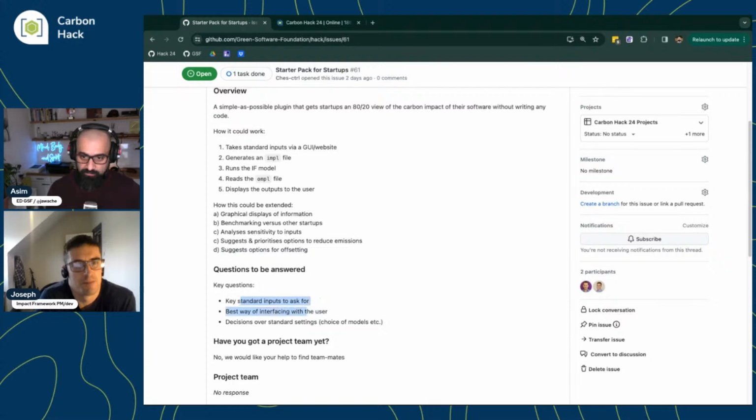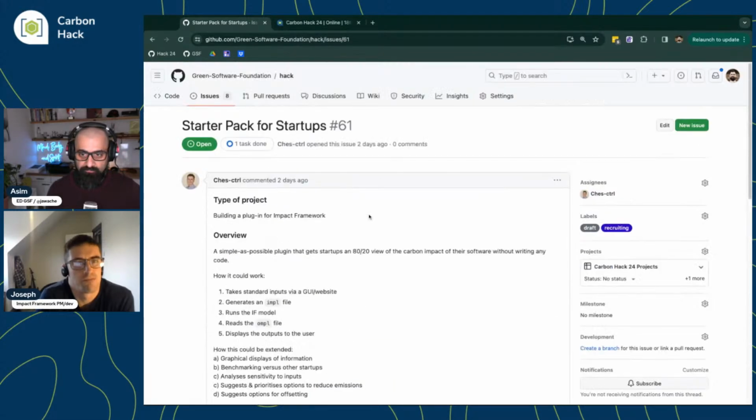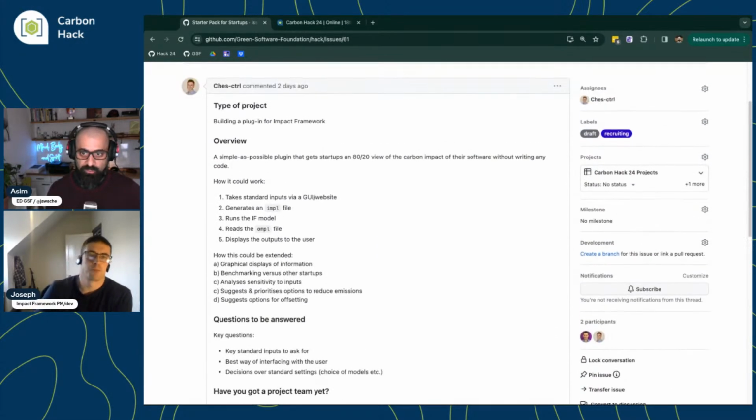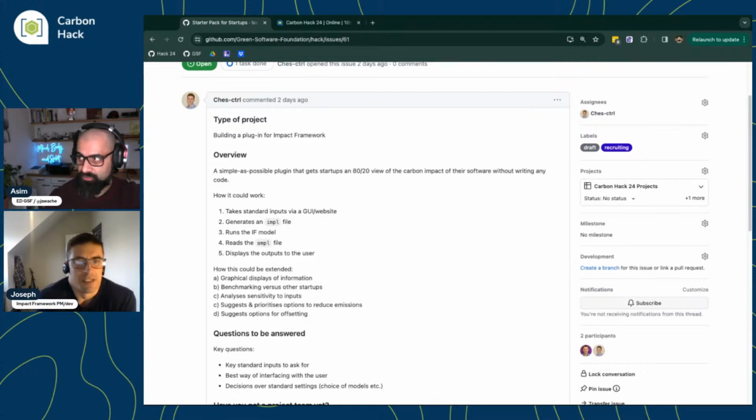Key: the best way to interface with the user, decisions over standard settings. Would like help finding teammates. Okay, let me give my first piece of feedback for this one, Charlie. I think there are definitely aspects of this that would make a really good plugin. Given what you described here, it wouldn't classify as a plugin. What would you describe this as, Joseph? As an application. It seems like a wrapper over the IF, and then a bunch of tooling on top. It's quite comprehensive. It's cool. It's big. Yeah, a lot of work here.